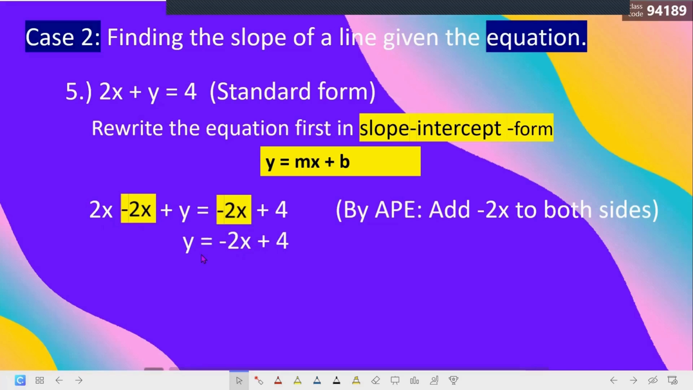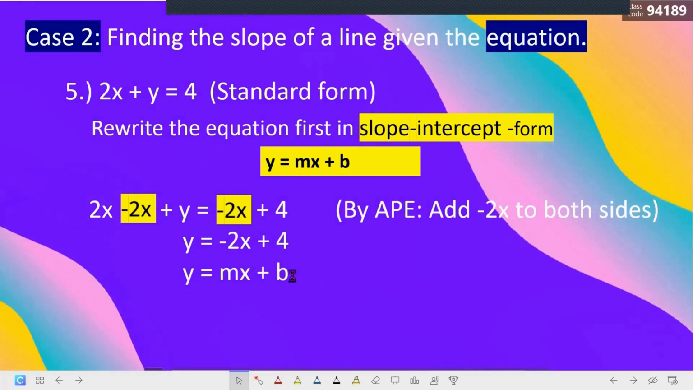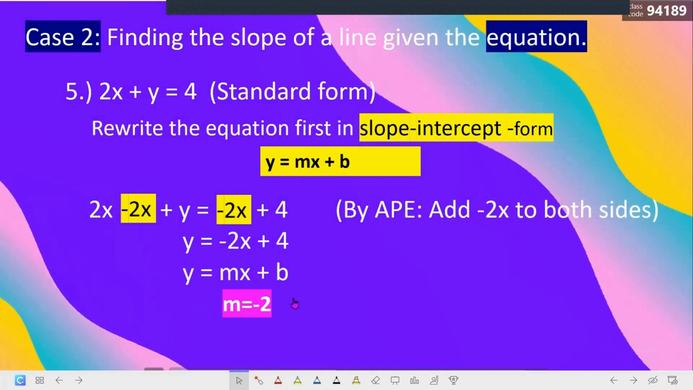There. We now have rewritten this linear equation into the slope-intercept form. And we are now able to find quickly the slope of the line. So using our pattern or our slope-intercept form, our m, which is negative 2, will be the slope of this line.